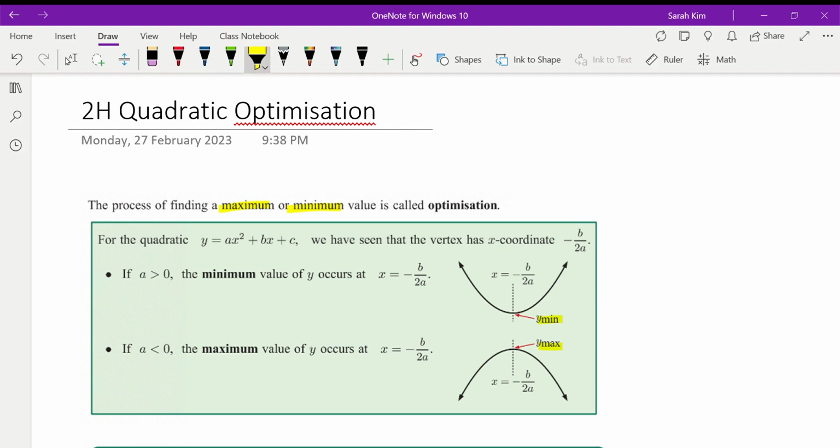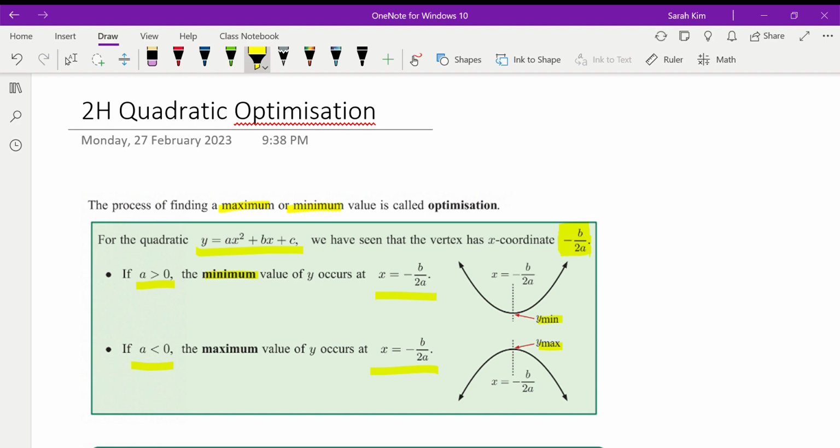So we know this fact for a quadratic equation. We know the vertex has the x coordinate of this expression. So if we know negative b over 2a, we've basically found the vertex x coordinate. What that means is if it's a concave up graph, if a is greater than 0, you get a minimum value of y at this x coordinate. If a is less than 0, so if it's a concave down graph, as you can see, we get a maximum point at that same coordinate.